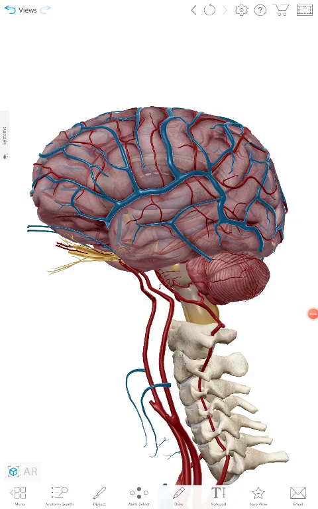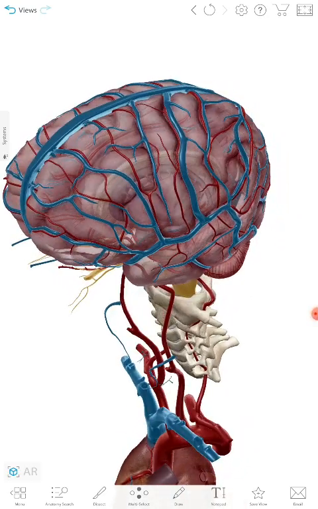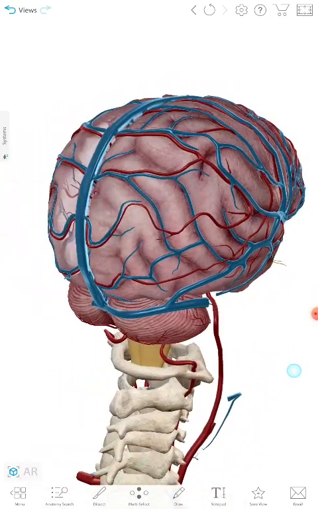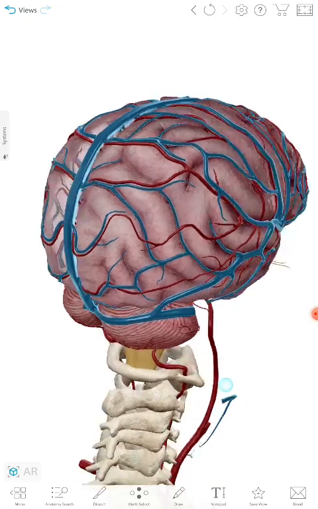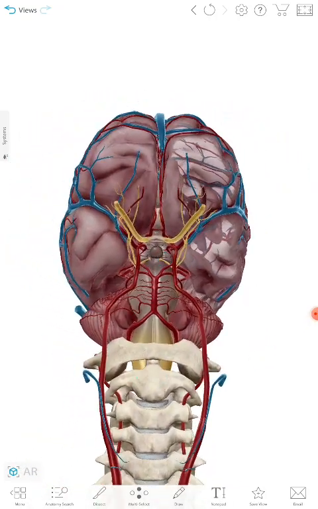Today in this video we'll be talking about the interpeduncular fossa. So this is the left side of the brain, this is the top of the brain, this is the right side of the brain, and now if we rotate to the underside of the brain, we can see some structures over here. So these are the cerebellum.